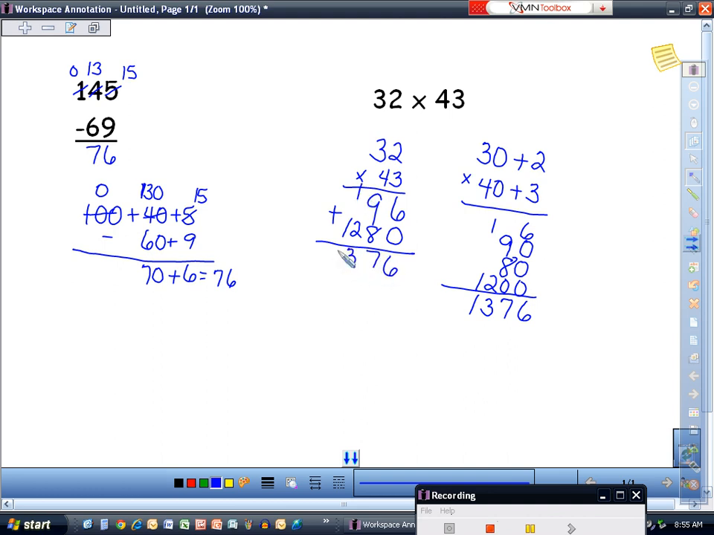But again, we want kids to understand what's happening whenever this shortcut is happening. The reason we added the 0 when we were kids is because we weren't multiplying by 4. We were really multiplying by the value of 40. So 40 times 2 is 80, and so on.